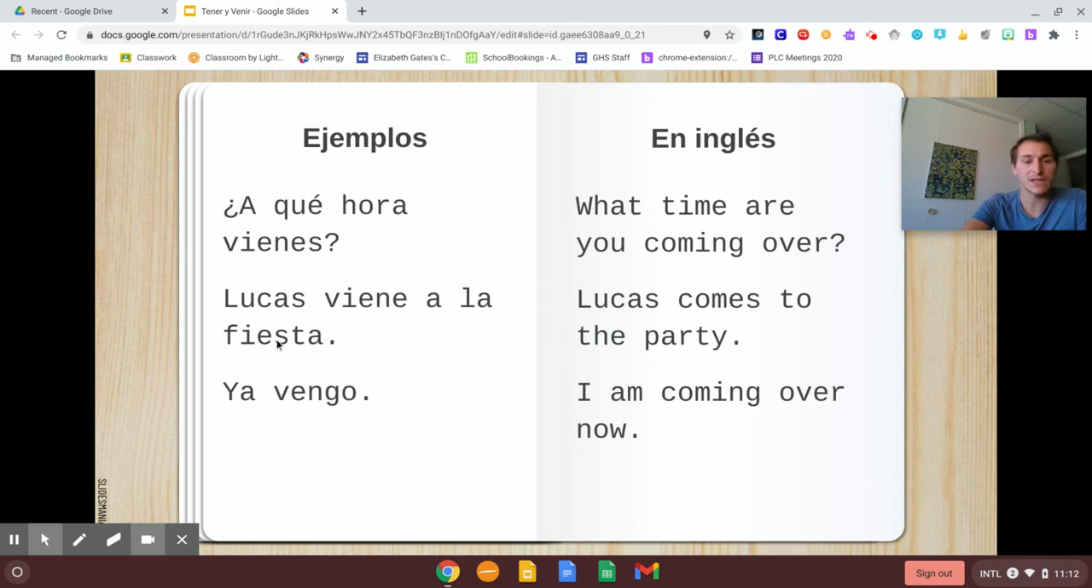Lucas viene a la fiesta. A la fiesta. You know fiesta. You know Lucas. So Lucas comes to the party. Ya vengo. I hear this all the time when I'm talking to people on the telephone and we're working on the farm and they say, Ya vengo. I'm coming now. I'm coming over now. It means they're coming wherever you are, they're coming.